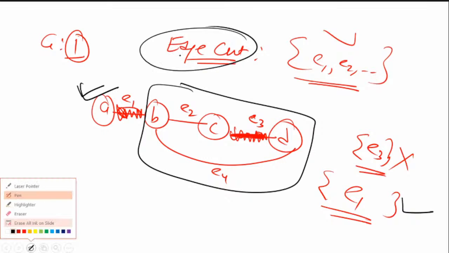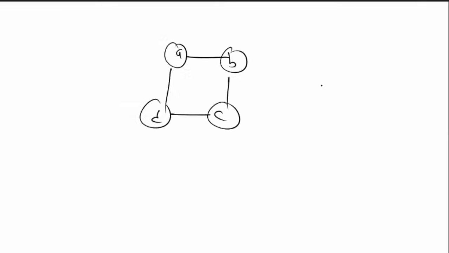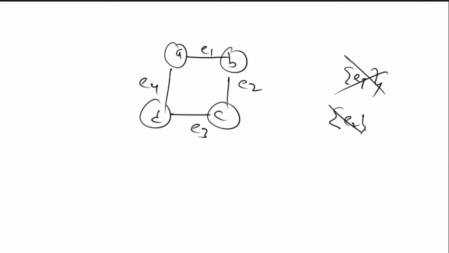Now, for example, if you have a cycle, let's assume A, B, C, D. In this cycle, what is the minimum edge cut? You can see you don't have a one-size edge cut. For example, if you take the edges E1, E2, E3, E4, any edge you take, for example, if you remove E1, then still the number of components will be the same. If you remove E2, still the number of components will be the same. So you don't have a one-size edge cut. Okay.